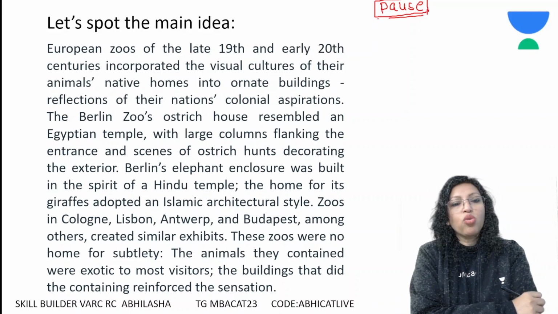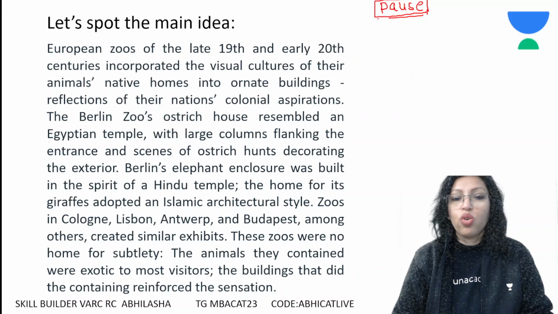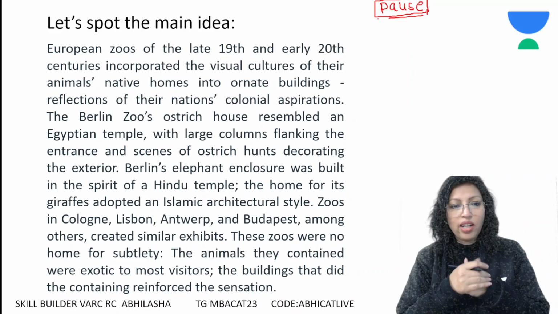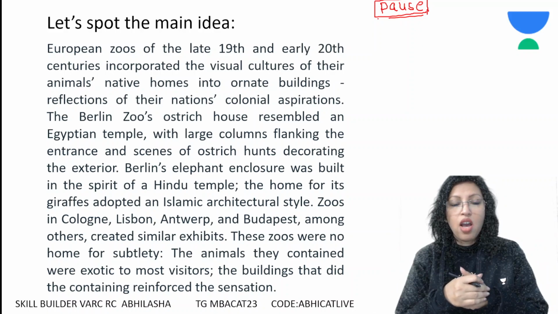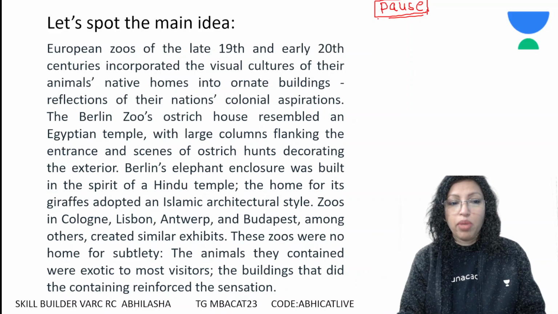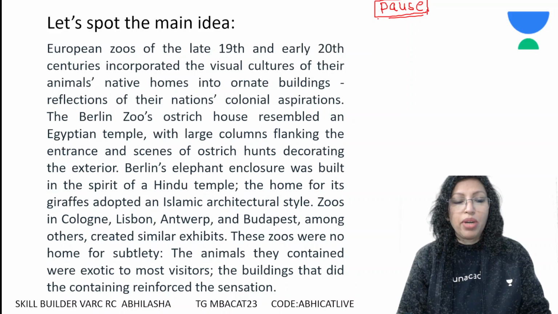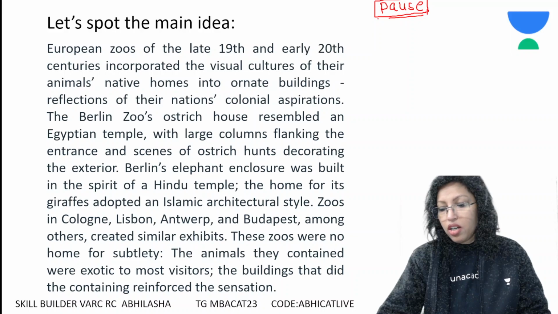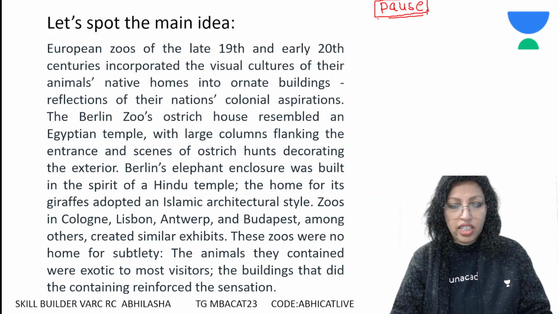So let's do this. European zoos of the late 19th and early 20th centuries incorporated the visual cultures of their animals' native homes into ornate buildings. So from where they had got the animals, the visual signs and symbols of those countries were put into these very fancy, well-designed buildings, and the animals were kept there, reflections of their nation's colonial aspirations. The Berlin Zoo's ostrich house resembled an Egyptian temple with large columns flanking the entrance and scenes of ostrich hunts decorating the exterior. So in the Berlin Zoo, the place where they keep the ostriches was like an Egyptian temple, and very fancy ostrich hunt scenes were decorating the exterior.